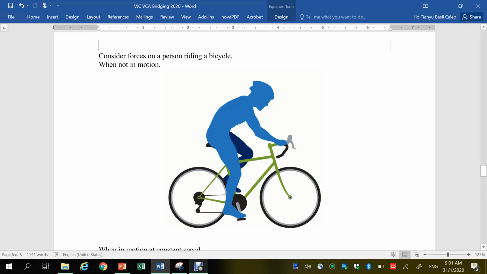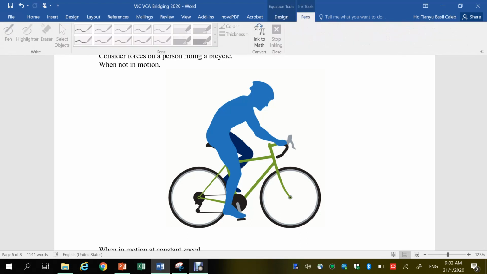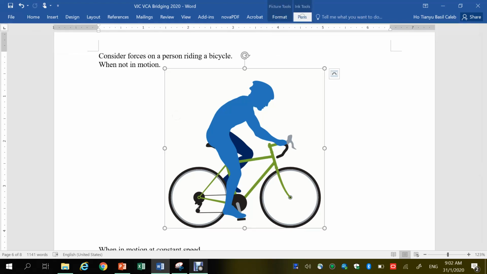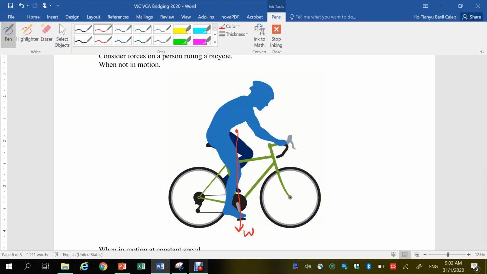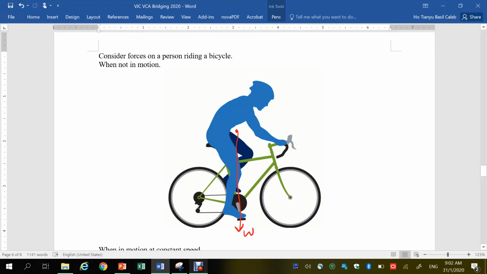Okay, right. So let's look at the next page. Consider the forces on the person when the bicycle is not in motion. All right, there you go. Right. So the center of gravity of this person is slightly outside, right? Acting around here. Next, we know that there must be normal reaction forces from the wheels upwards.